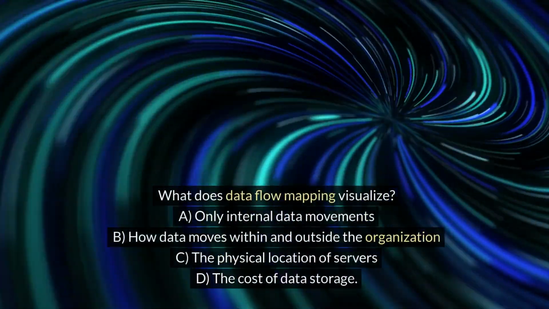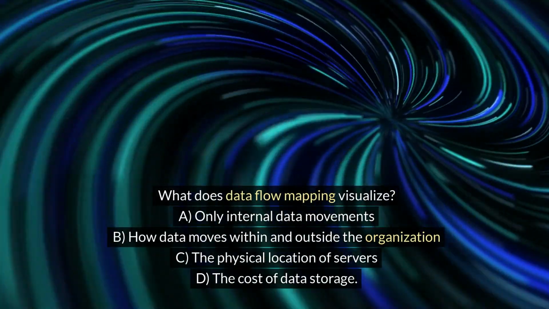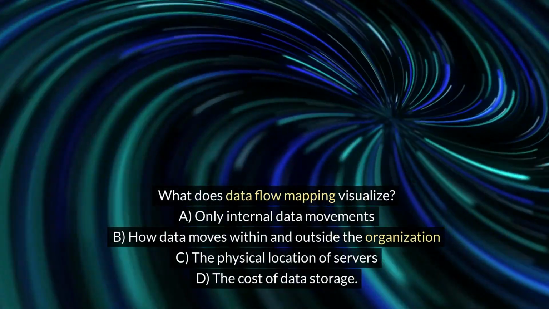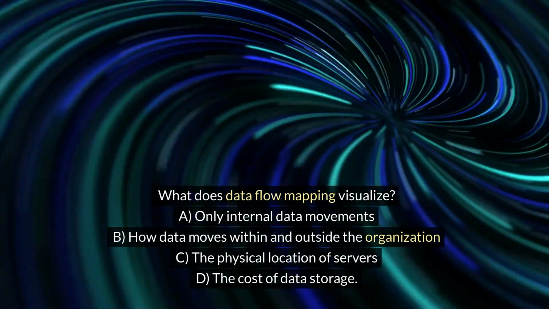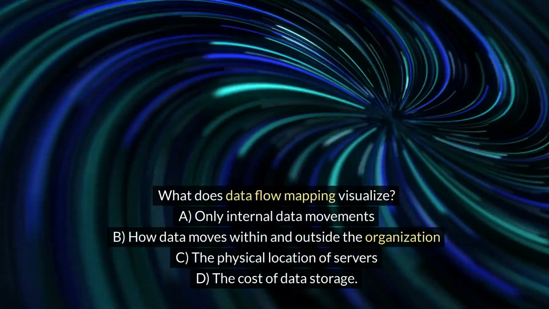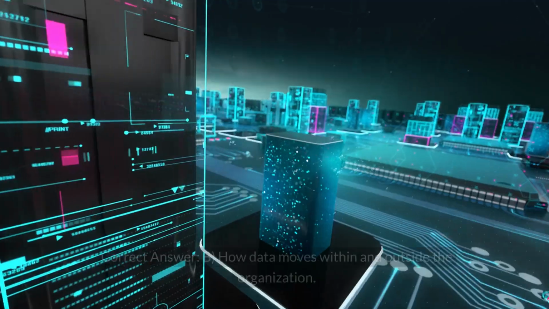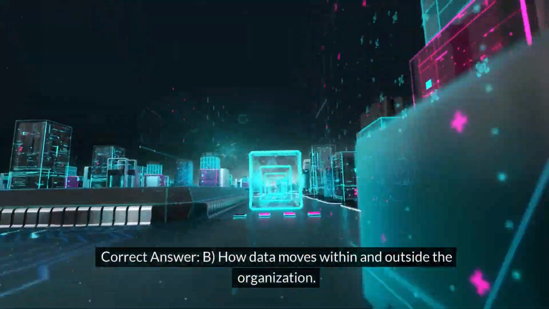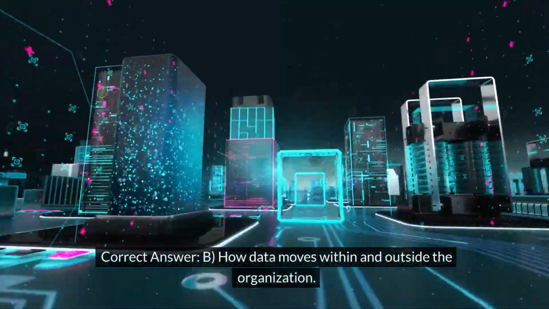What does data flow mapping visualize? A. Only internal data movements. B. How data moves within and outside the organization. C. The physical location of servers. D. The cost of data storage. Correct answer. B. How data moves within and outside the organization.